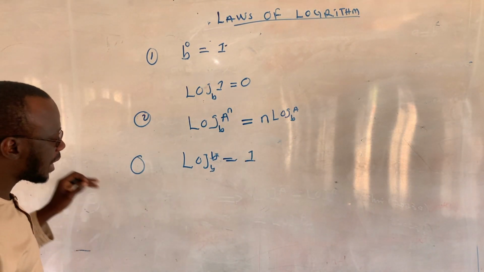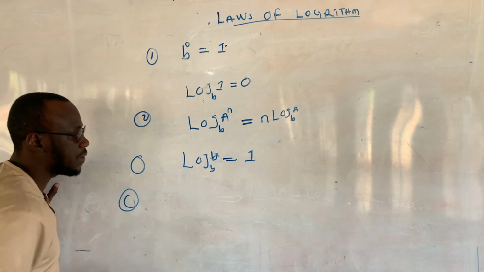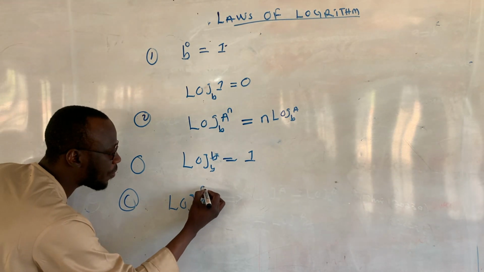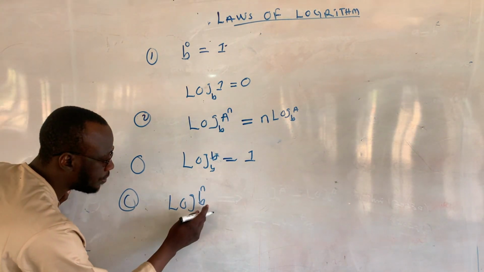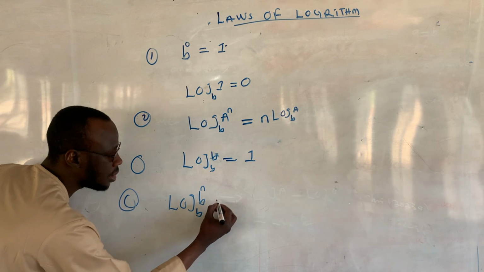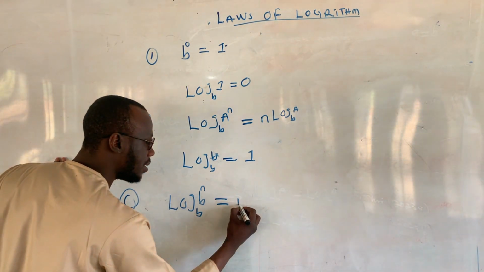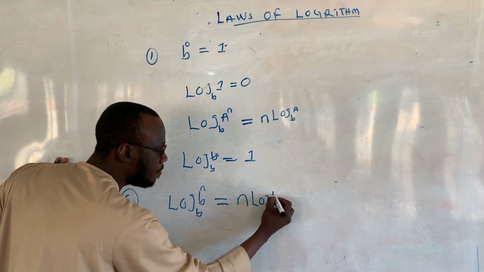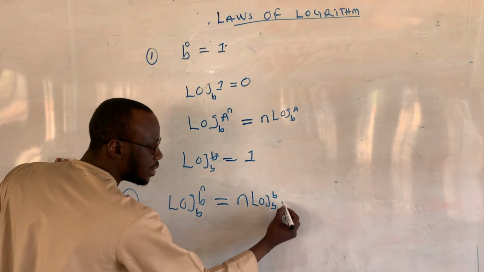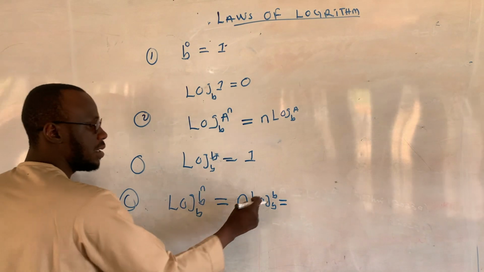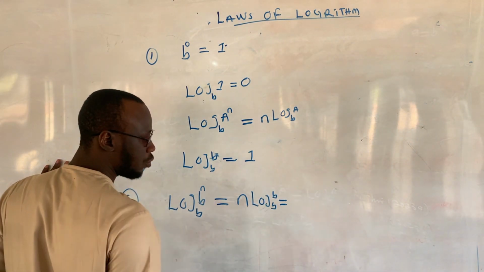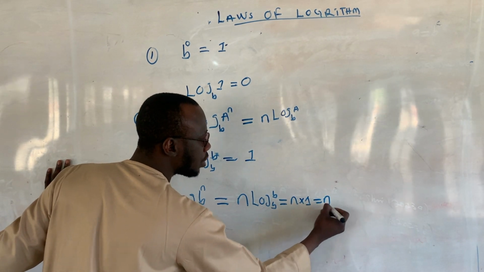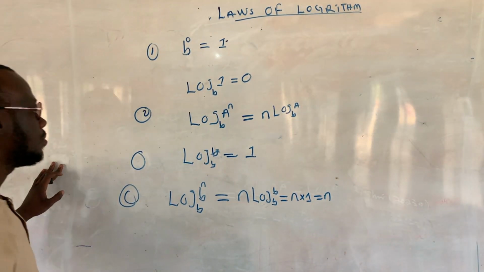So from this, when we have something like log B to the power of n base B, we can take the n out, just like in this rule. Log B base B is 1, so you see that n times 1 equals n.